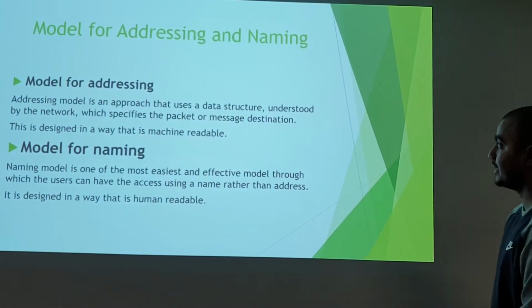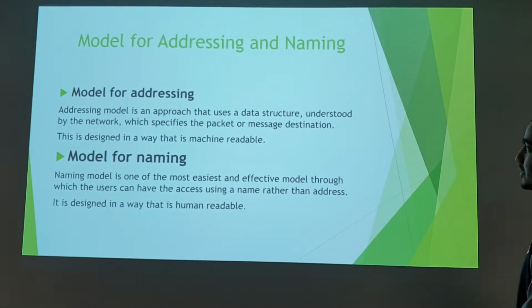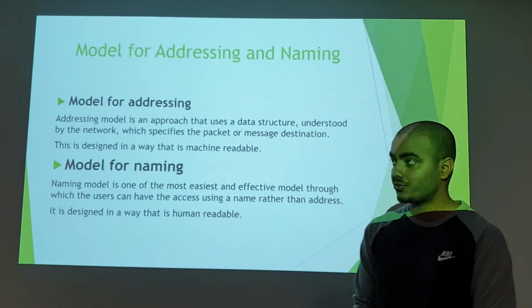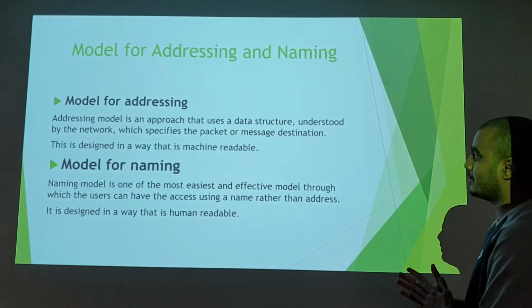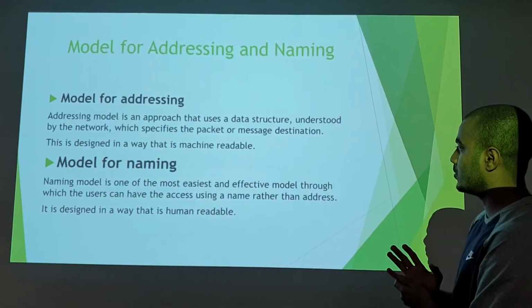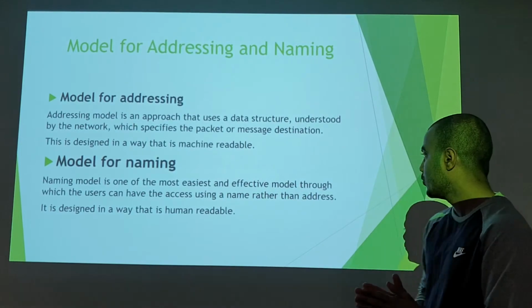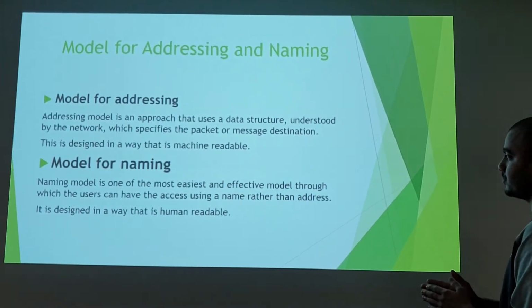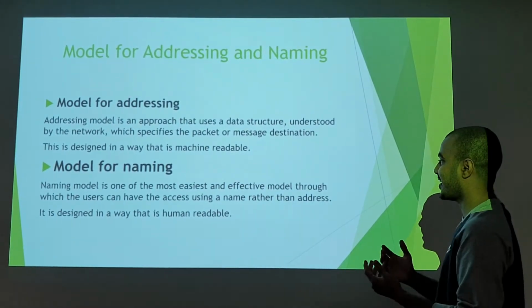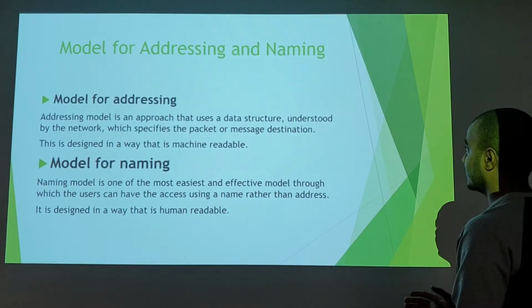This is the final slide, and this is the model for addressing and naming. Model for addressing is an approach that uses the data structure that is mainly designed for the machine readable, and the second one is the model for naming. It is one of the easiest and most effective models, which is used mainly by the users to access using the name rather than the address, and it is designed in a way that is human readable.